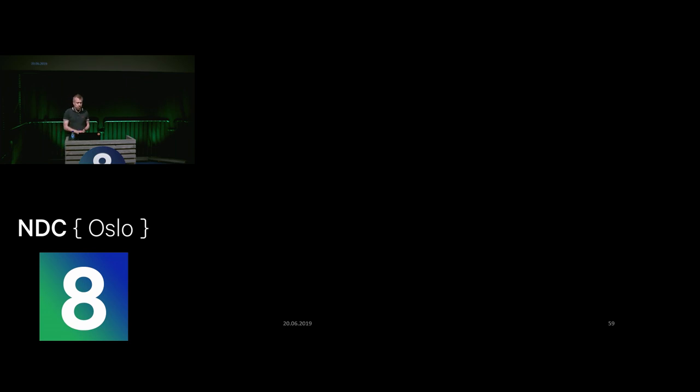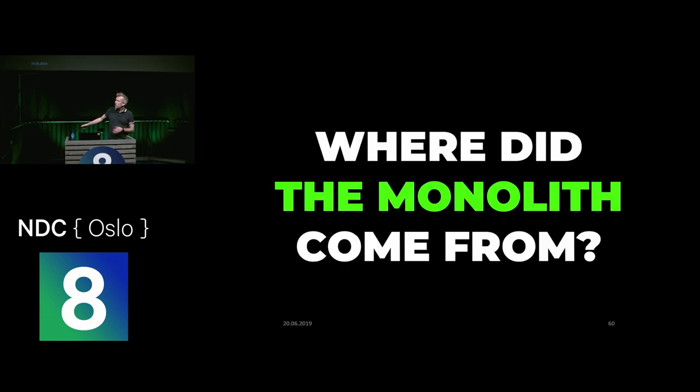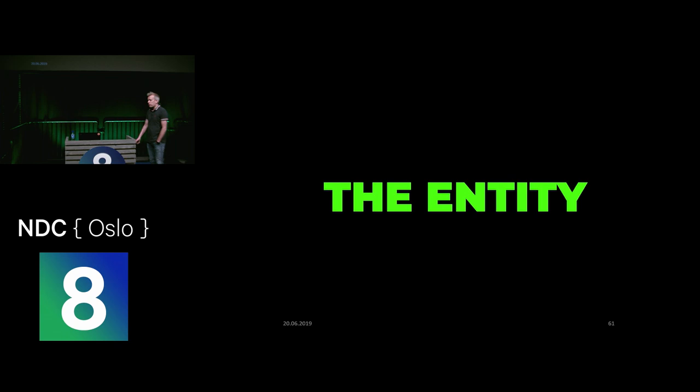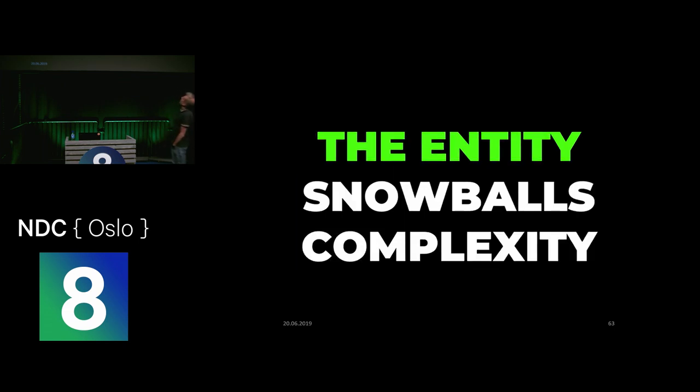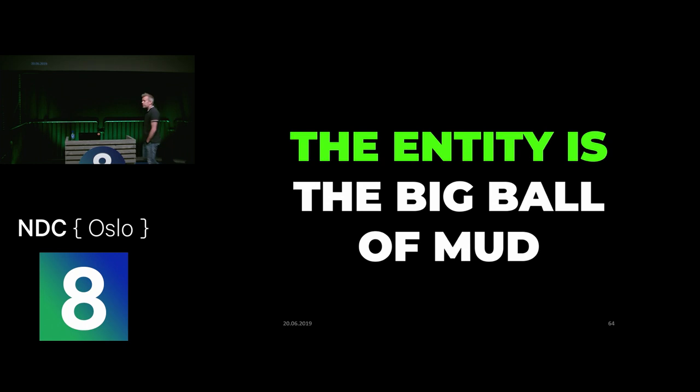But it's a good place, I think, to sort of pause and try to think about where did this monolith come from anyway? Why did it arise? Why do we have this problem? How did we get there? And I'm going to try sort of a thought leader answer to that. I'm going to say it's the entity's fault. And I'm going to say that the entity is the monolith itself. Because the entity is what snowballs complexity. The entity is the big ball of mud.